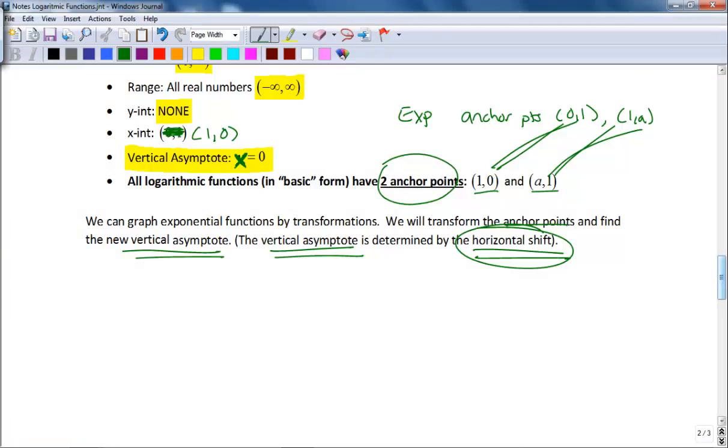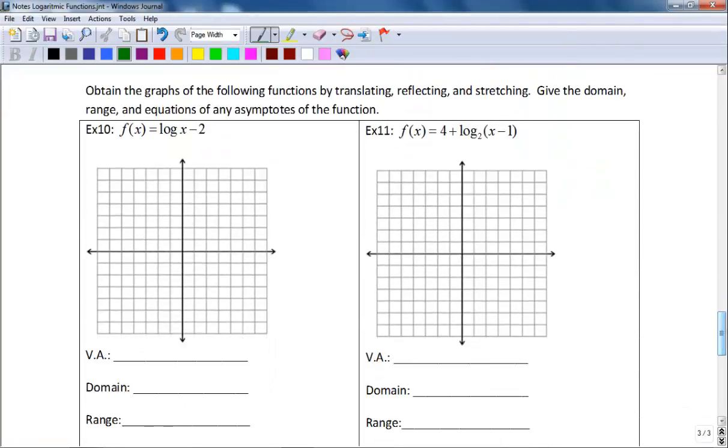Let's take a look at graphing some of these. So we have to obtain the graphs of the following functions by translating, reflecting, and stretching. Give domain, range, and the equations of any asymptotes. Well, let's start with the first one. Log of x minus 2.